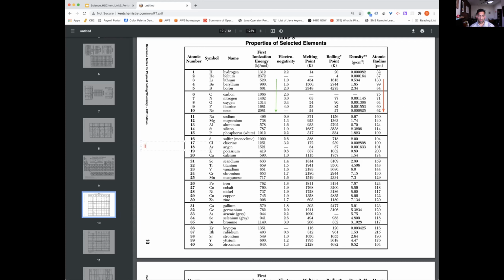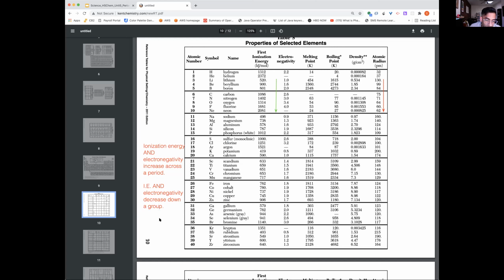In other words, ionization energy and electronegativity increase across a period. All right. Also, ionization energy and electronegativity decrease down a group, right?